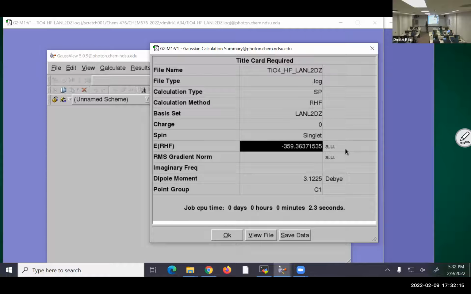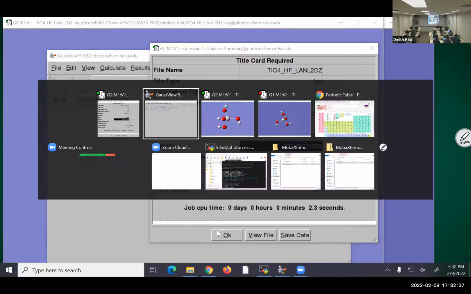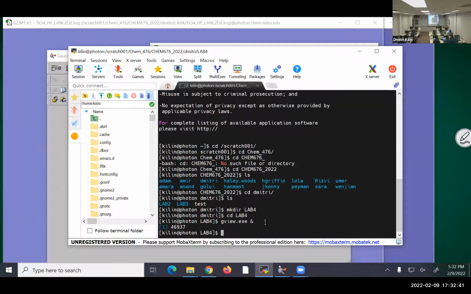Any or each MO, molecular orbital. So it's quite a doable task for the remaining hour and a half. Probably will be even quicker. So I am going to go to the command line and look inside.